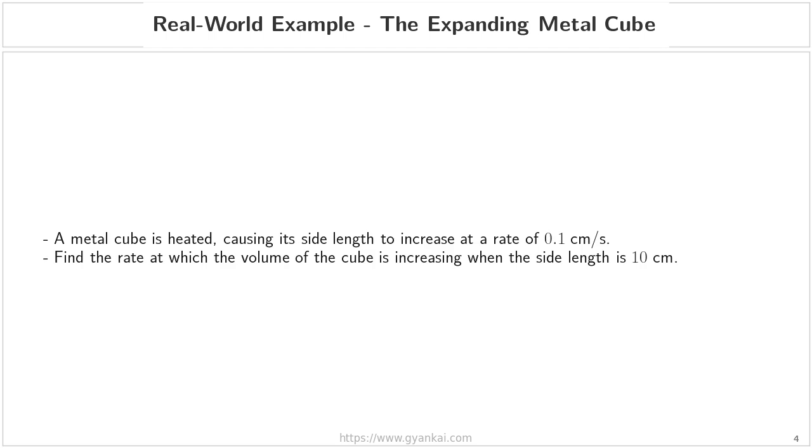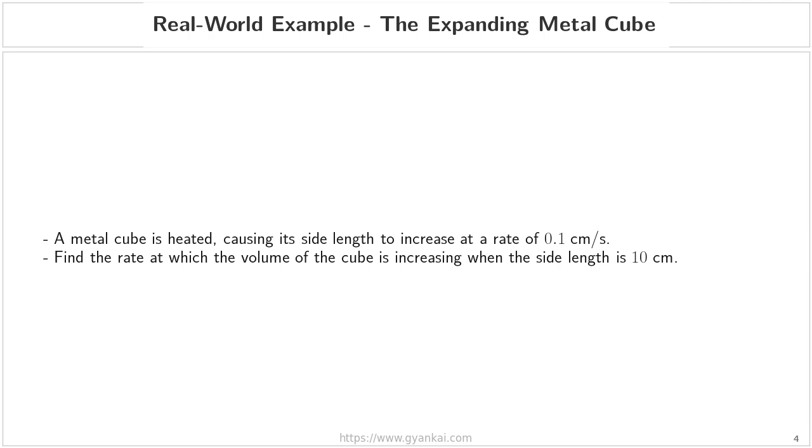Real-world example, the expanding metal cube. Now that we have seen how to apply this process to a sphere, let us look at another example involving a different geometric shape, a metal cube. Imagine a metal cube that is being heated. This heat causes the metal to expand, meaning the side length of the cube is increasing at a constant rate of 0.1 centimeters per second.